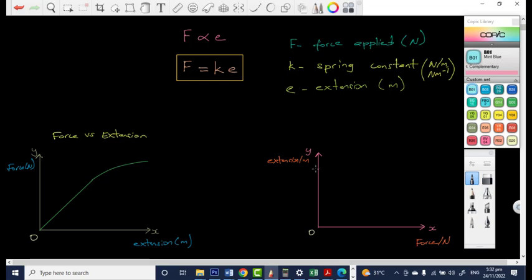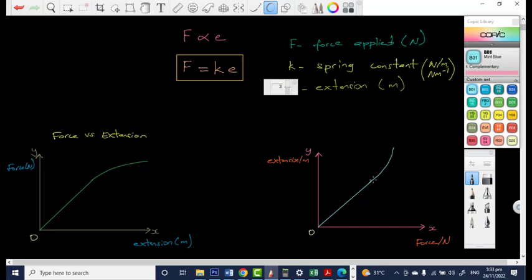Now, in terms of our graph here, which is extension against force, what we're going to see is that we're also going to get extension and force being directly proportional to each other, right? Kind of like this. But there's going to be a point where the extension and the force are no longer directly proportional. And we're going to see that our graph will look something like this. Something like that.